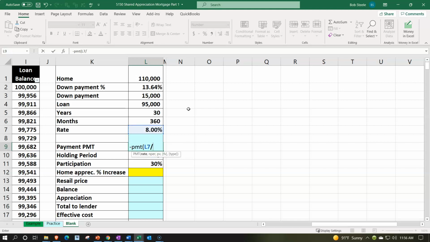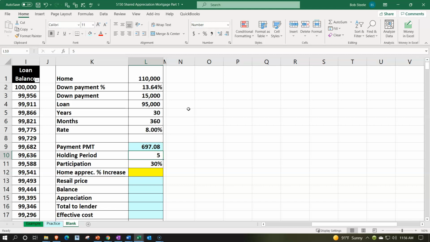We're going to divide that by 12 to get the monthly rate. Comma, number of periods is going to be up there to that 360, 30 times 12. Comma, and then the present value is going to be the amount of the loan of the $95,000, and enter. There we have it. Straightforward payment calculation. Our construction of the amortization table will be straightforward as well.